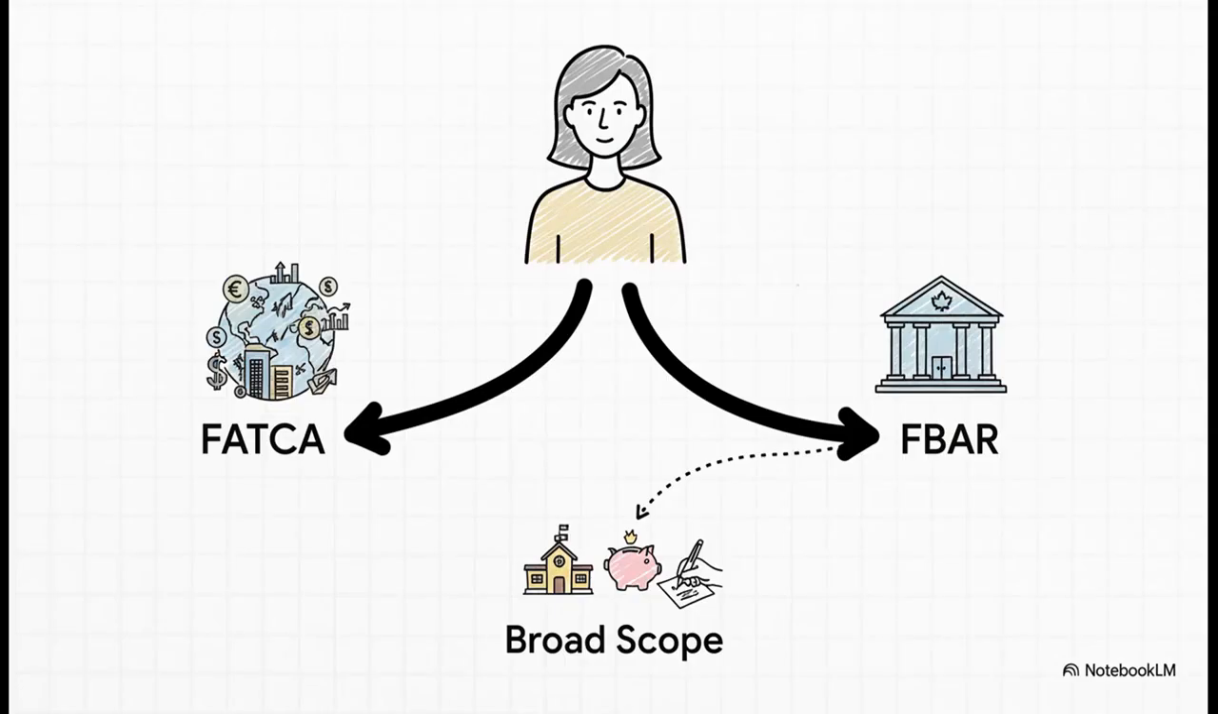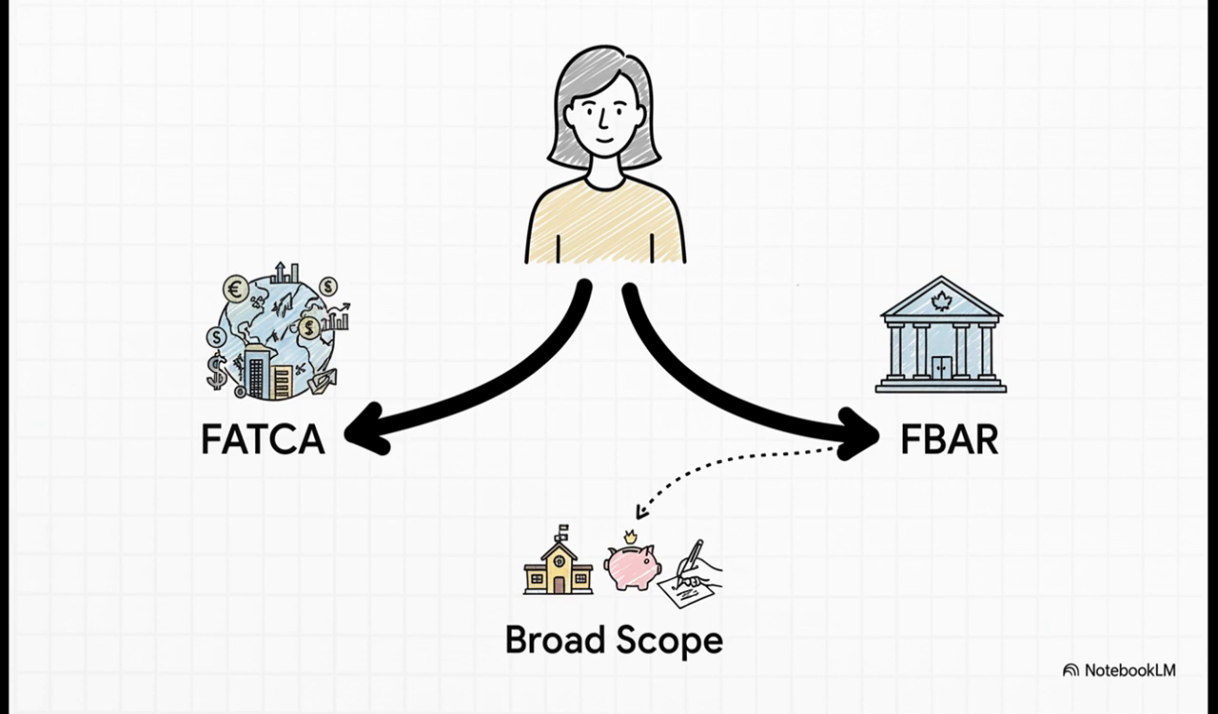Now, for U.S. persons living outside the States, there are 2 reporting acronyms you absolutely have to know: FATCA and FBAR. FATCA requires you to report your foreign financial assets if they're above a certain value. But FBAR is even broader. You have to file an FBAR if the combined total of all your non-U.S. financial accounts hits just $10,000 at any point during the year.